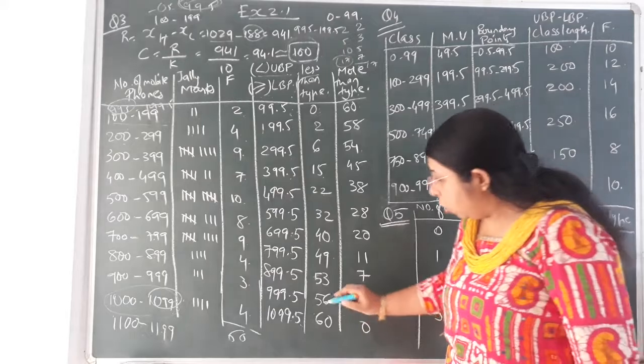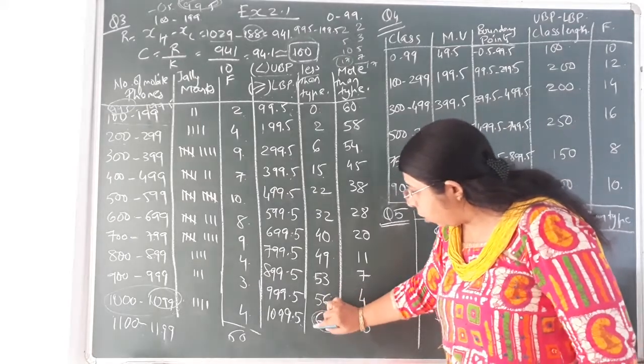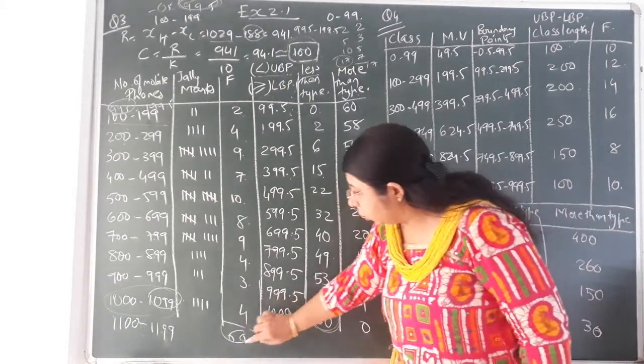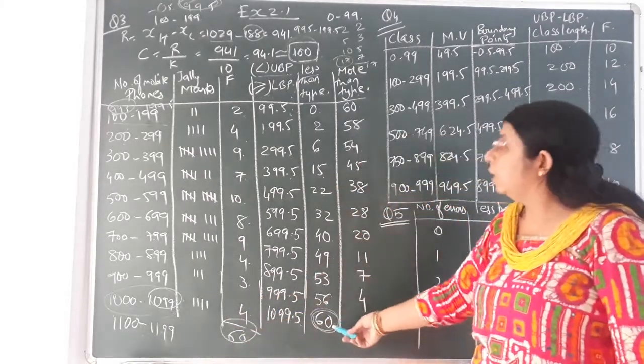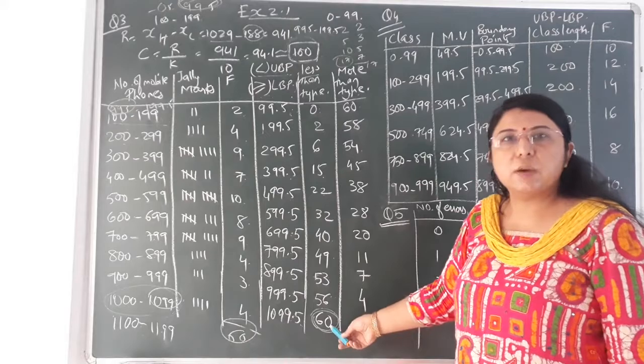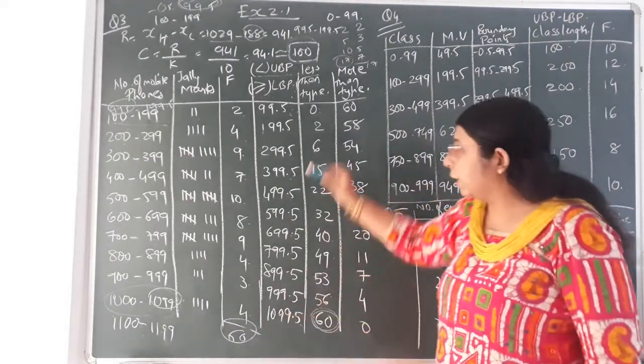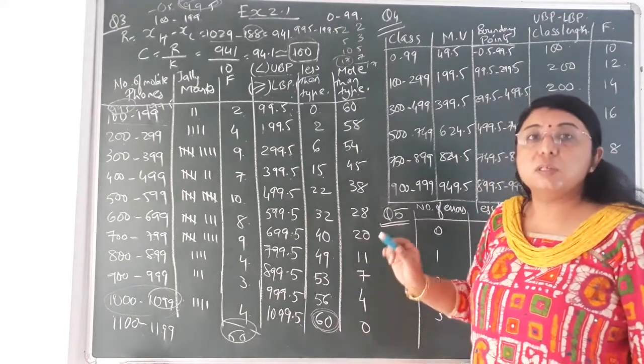In this way, always remember that the last cumulative frequency should be equal to the total of the frequencies. Here you can see the last cumulative frequency is 60, and the total of the frequency is also 60. So our answer is correct. Okay, so this is the less than type.